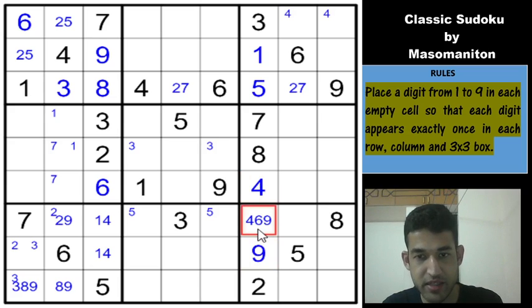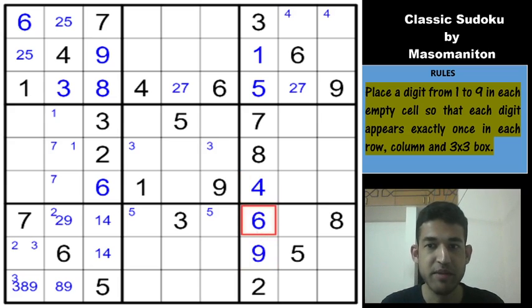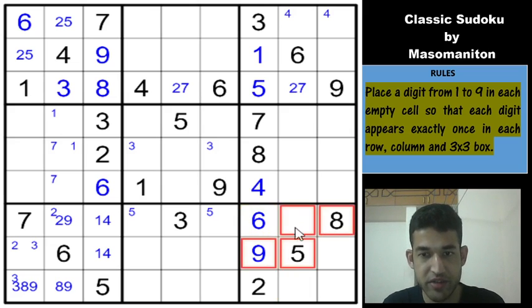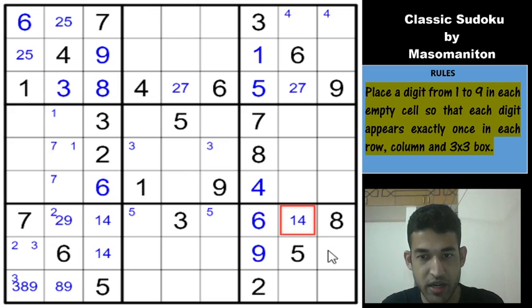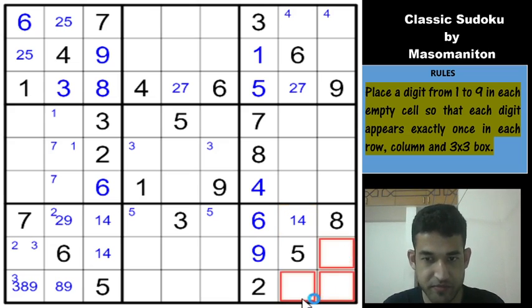So this must be a 9 and this must be a 6. So the start has been pretty smooth to the Sudoku. We have been getting digits quite fast. So if I look at this box, 2, 5, 6, 8, 9, so remaining must be 1, 3, 4, 7. So this is 1 and 4 and all these digits must be 1, 3, 4 and 7, right?